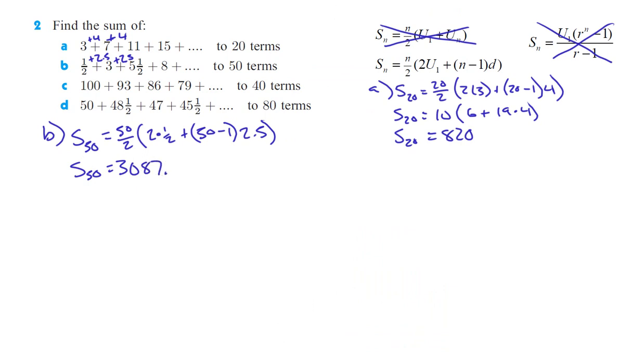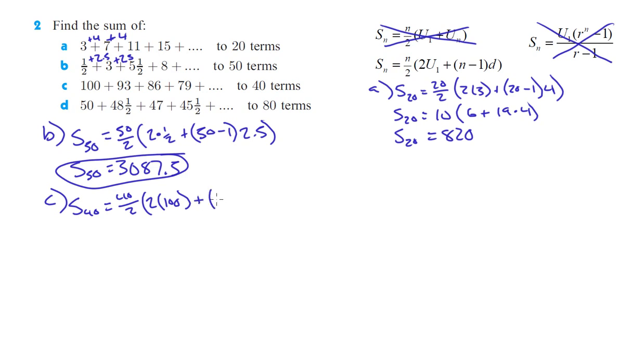3087 point, what was it, 0.5? 3087.5. Okay. For C, S of 40, because it's 40 terms, equals 40 over 2, all times 2 times the first term, which is 100, plus the number of terms, which is 40 minus 1, all times the difference.